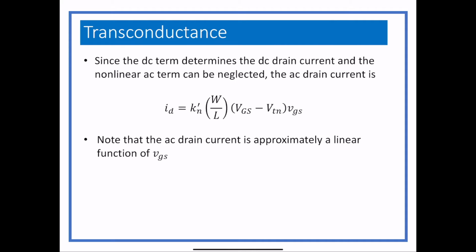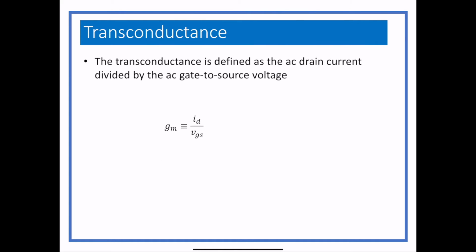So where do we get little gm, the transconductance? The transconductance is defined as the AC drain current divided by the AC gate to source voltage. So it's basically defined this way: little id over little vgs. Since it's a conductance, it's I over V. If it was a resistance, it would be V over I.